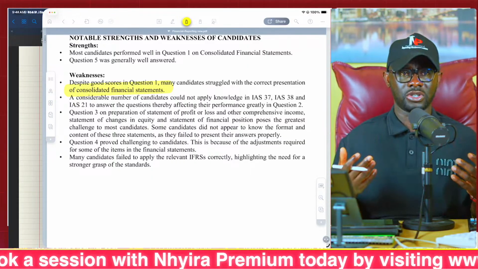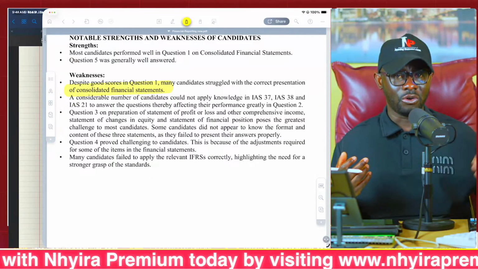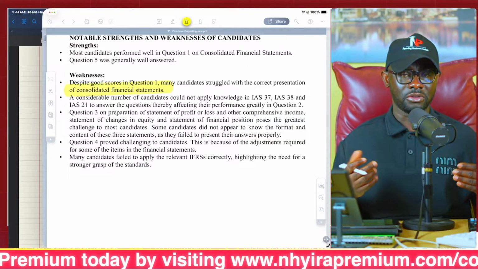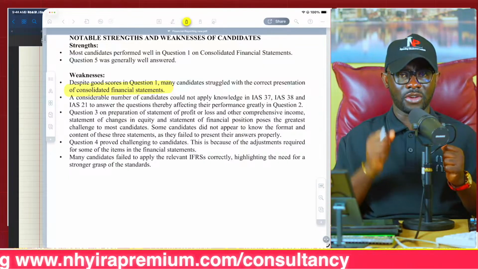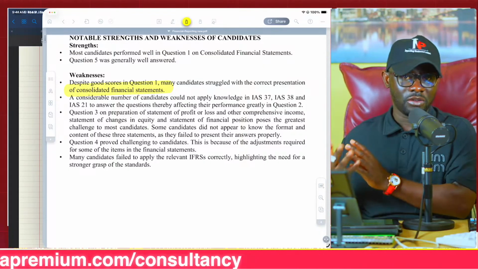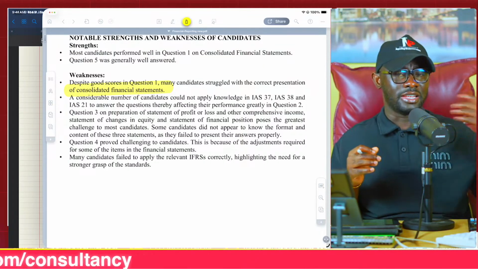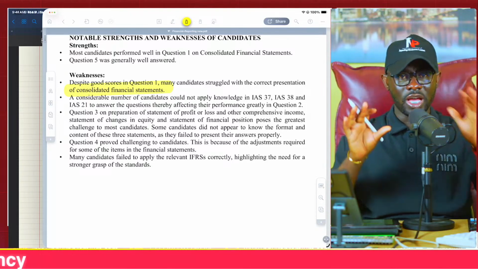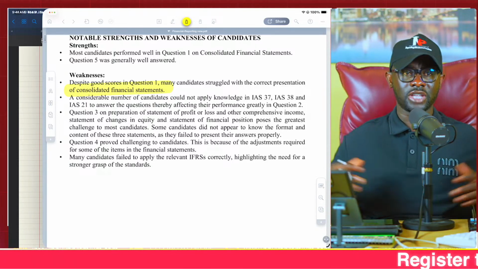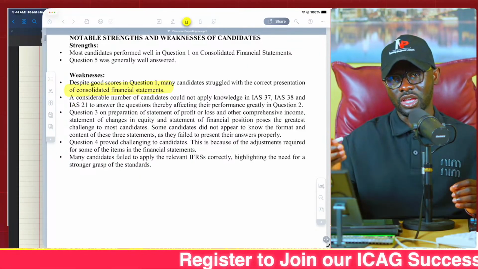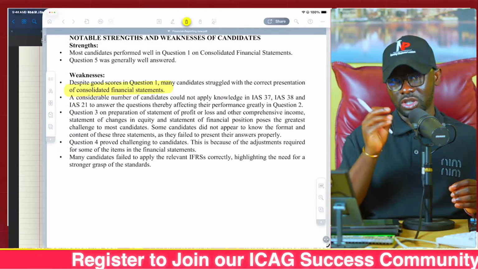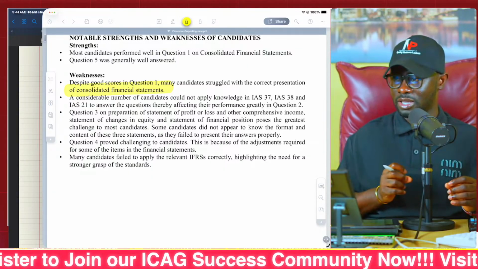So it is important that, in as much as you are going through understanding the principles, you know the pro forma of the financial statements. The statement of profit or loss, what does it look like? The statement of financial position, what does it look like? The statement of cash flows, where are we supposed to enter various things? Because all of these will come together to put you in the position to go into the exam hall, write the exam with confidence, and most importantly, pass the examination.